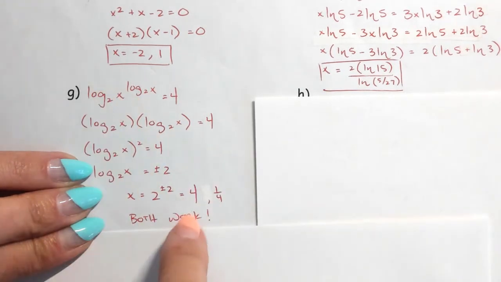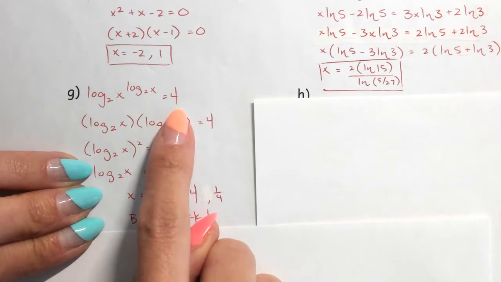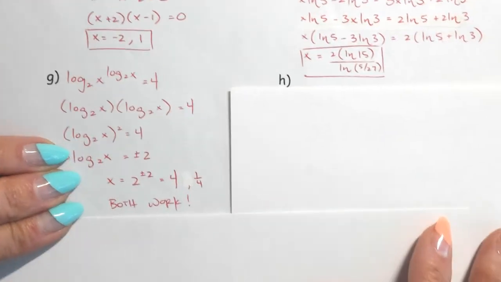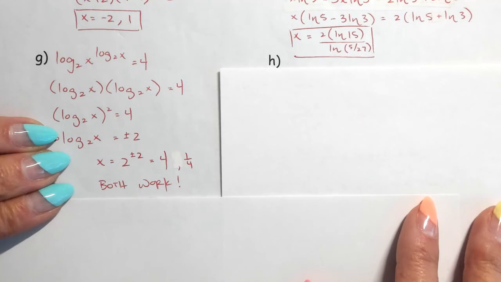Okay, if you simplified with a 4 or with a 1/4, you would eventually get 4. I'm not going to do it with you right now, but it is true. Okay, so you get 2 answers for G.